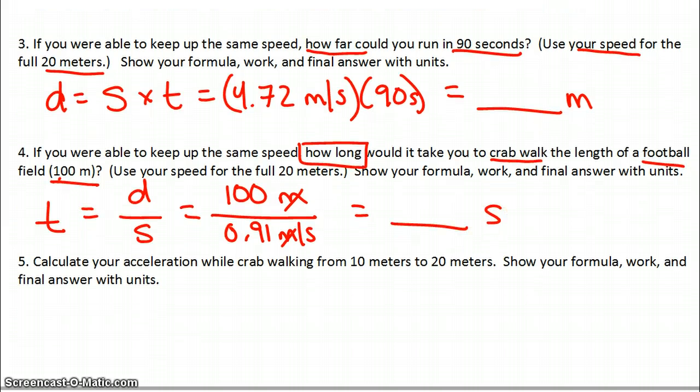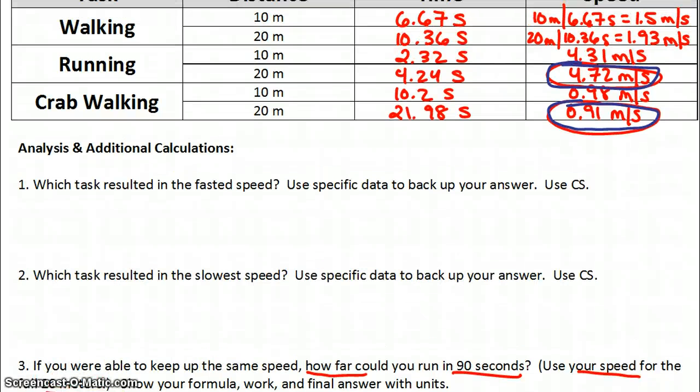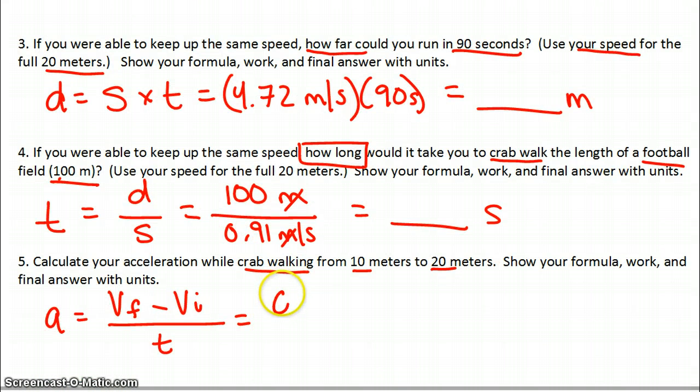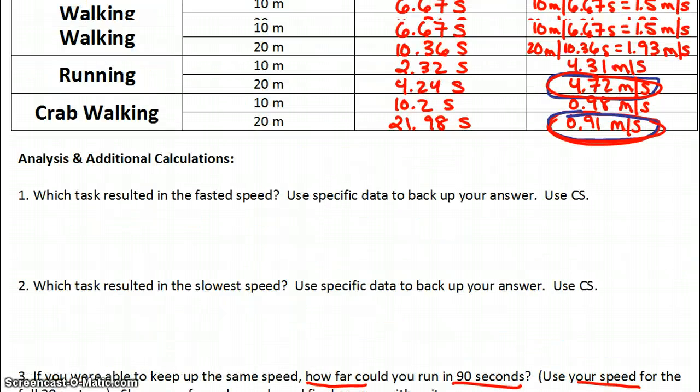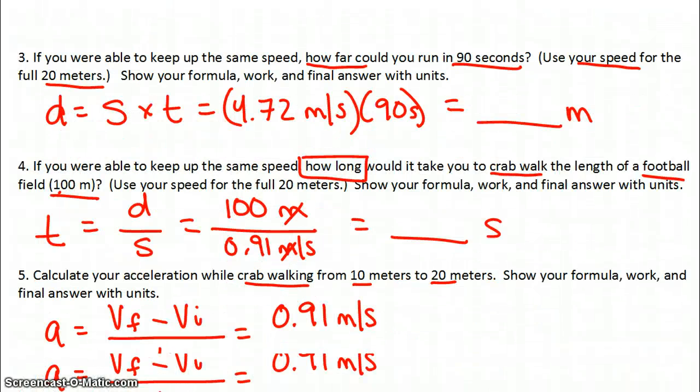Number five, calculate your acceleration while crab walking from 10 to 20 meters. Well, we know we need to do our formula. Acceleration is final velocity minus initial velocity divided by time. So let's look. We're crab walking from 10 to 20. Our final velocity is right here, 0.91 meters per second. At the end, that's how fast we were traveling. And initial, how fast were we at 10 meters? We go and look right there, 0.98 meters per second.